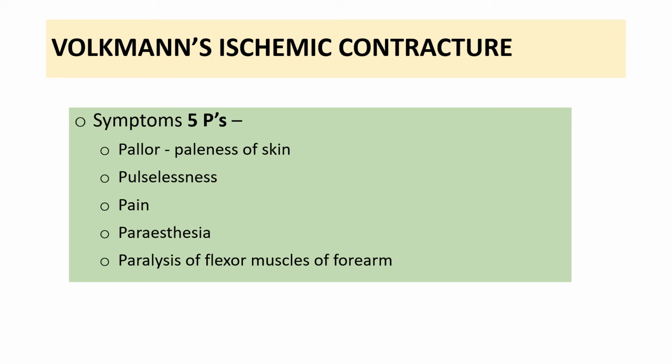Clinically, the symptoms of Volkmann's ischemic contracture can be remembered by 5 P's. The letter P. So there is pallor, which means paleness of skin, pulselessness of the vessel, so we cannot feel the brachial pulse. Then there will be pain in that area. Then the paresthesias, the sensory changes. The motor observations will be paralysis of flexor muscles of forearm.